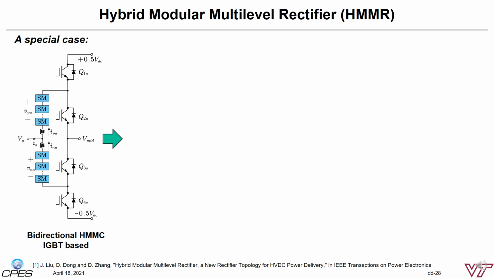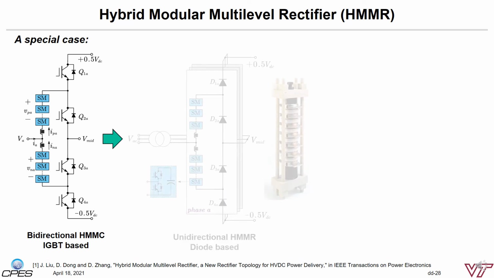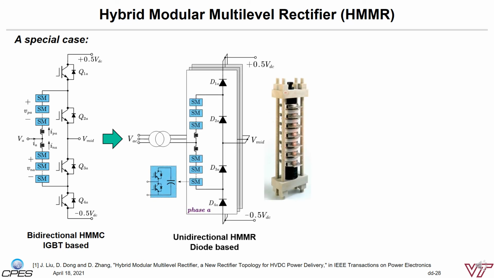So here we have a special case. We know it is hard to construct a high voltage switch with hundreds of kilovolts rating, even running at the line frequency. So the idea here is, if we operate the converter in a unidirectional mode, which means it only delivers power from the AC to the DC side, we can replace the high voltage IGBT switches with the simplest and most robust semiconductor device, the diode.